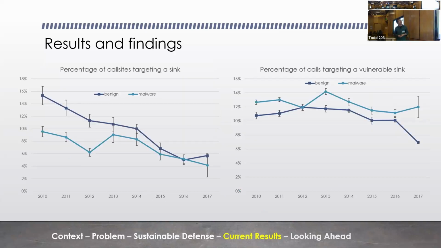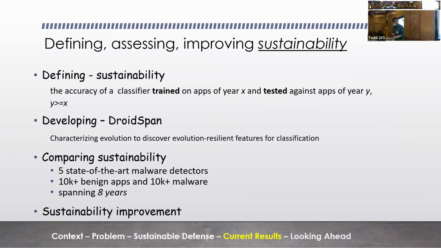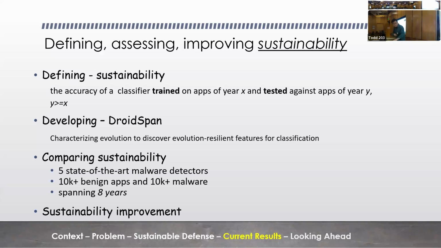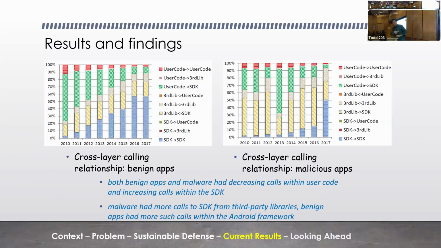So this just gives you one aspect of the characterization, which is called the cross-layer calling. In terms of this characterization, it's not very consistent. Over time, the difference between malware and benign is not very consistent. That matters because we want to build, let's say, a binary classification.